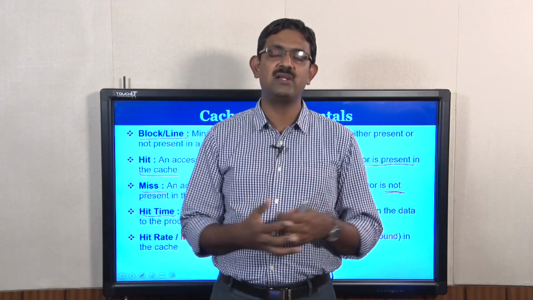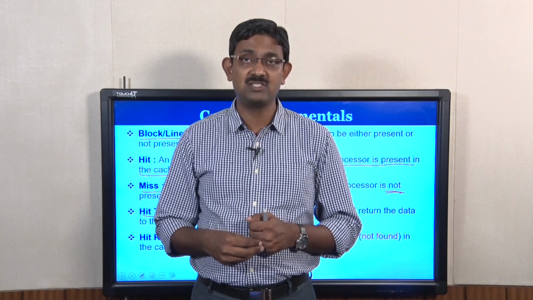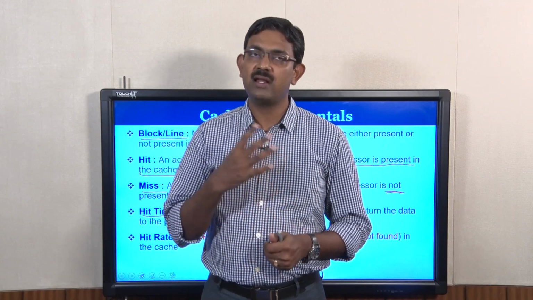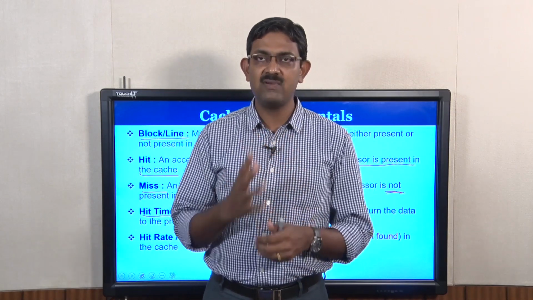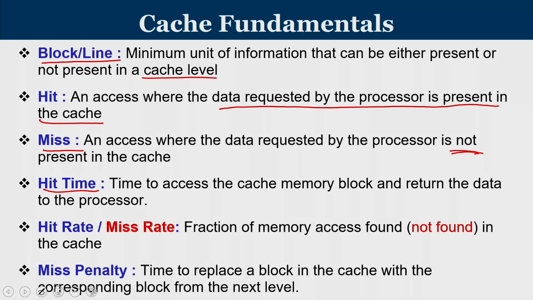So hit rate plus miss rate is always equal to 1. Ideally, we expect caches to have a hit rate as close as possible to 1, and hit rate cannot be larger than 1. If every access is present in the cache, then it is called a hit rate of 1. Then the last term is called miss penalty. It's the time to replace a block in the cache with the corresponding block from the next level.